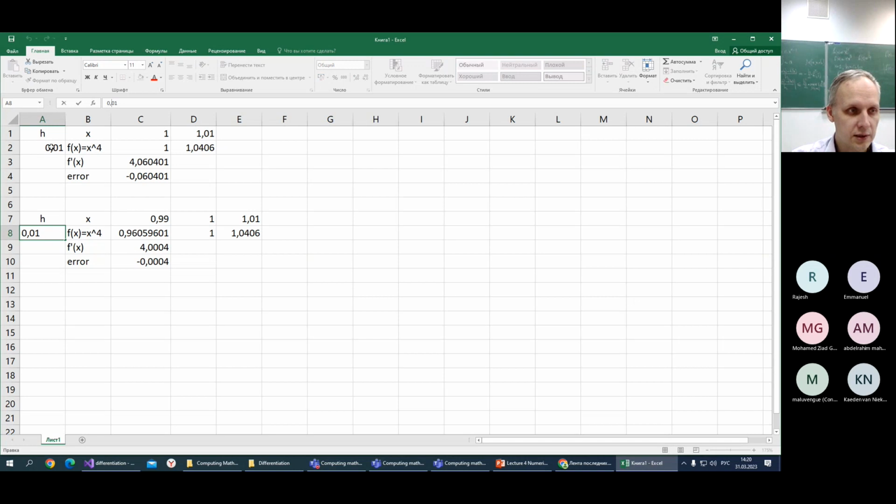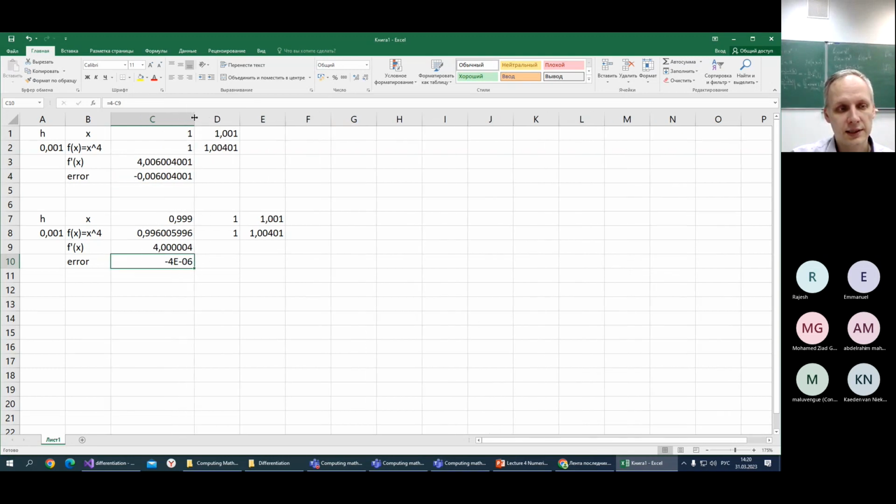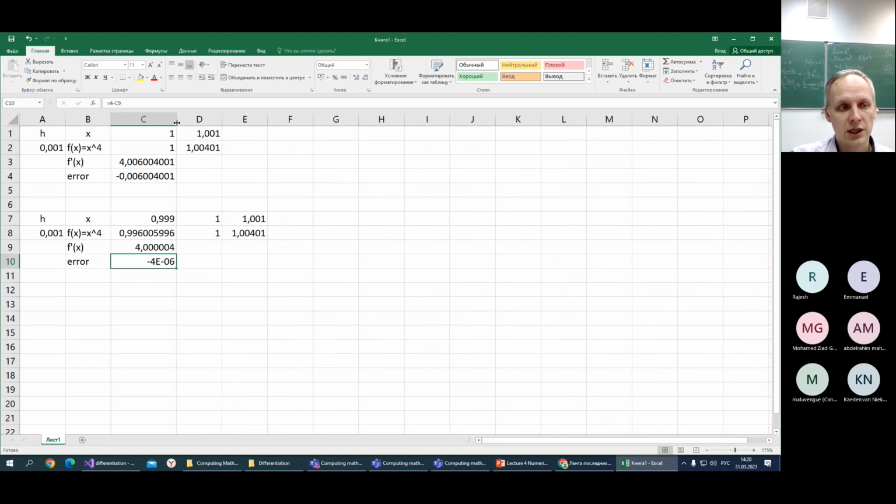If I decrease the step more, here the error is 0.006, and in this case the error will be 4 times 10 power minus 6. Very, very small error.